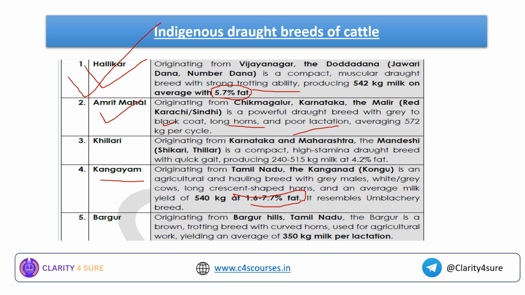Next comes your Bargur. This also originates from the hilly regions of Tamil Nadu, that is the Bargur hills, and it is a brown color breed.